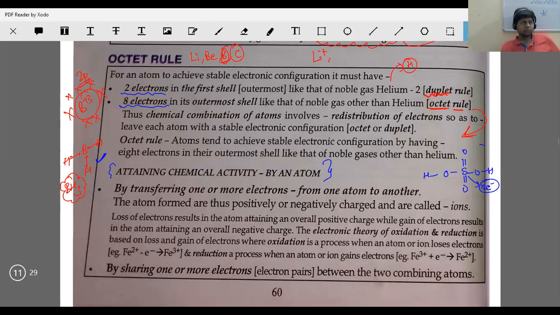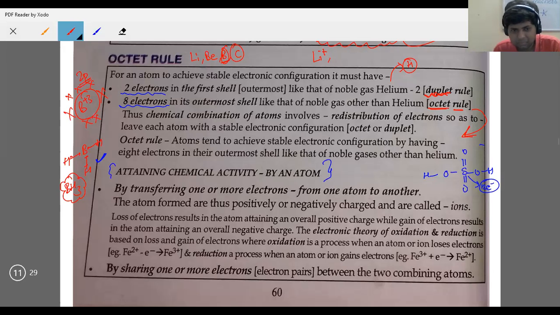The electronic theory of oxidation and reduction is based on loss and gain of electrons, where oxidation is a process when an atom or ion loses electrons. Example, Fe2+, if we subtract an electron from it, we will get Fe3+. And reduction is a process when an atom or ion gains electrons. Example, Fe3+, if we add an electron to it, we will get Fe2+.